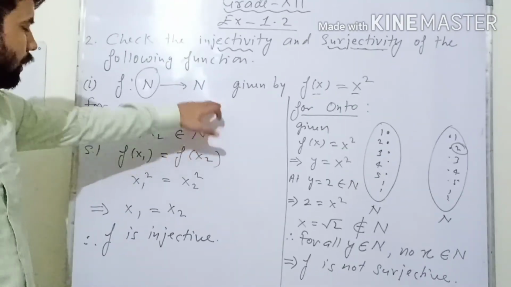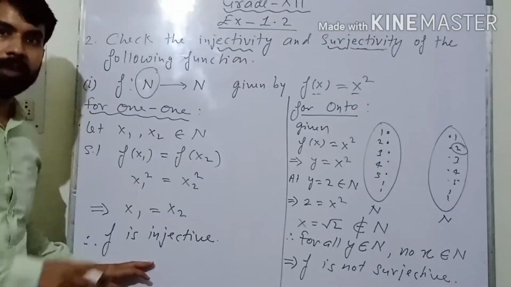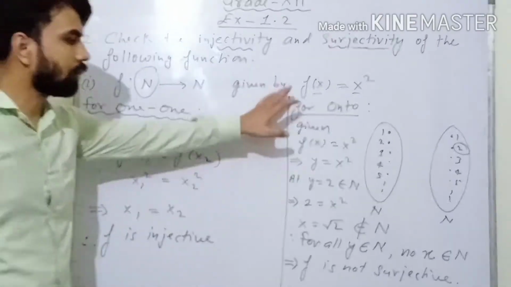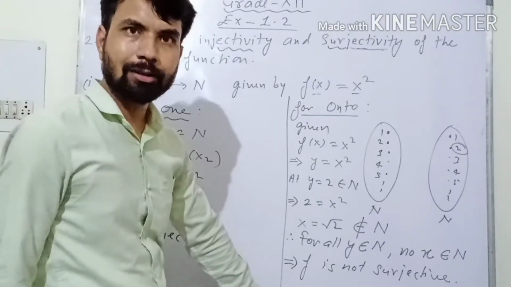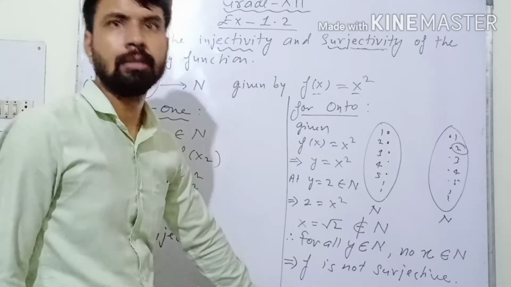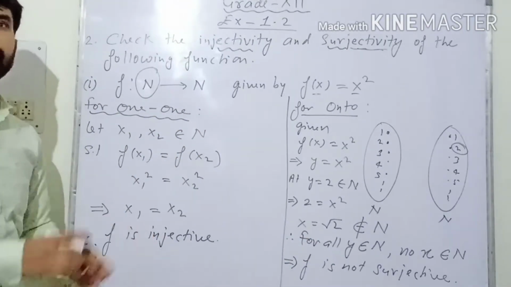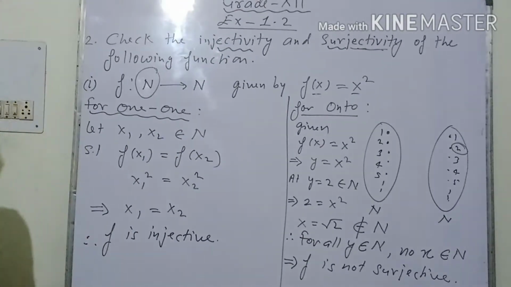So this function is injective. This function is one-one, but it is not onto. Understood? Hope it is clear. Okay, students, pause the video and note it down.